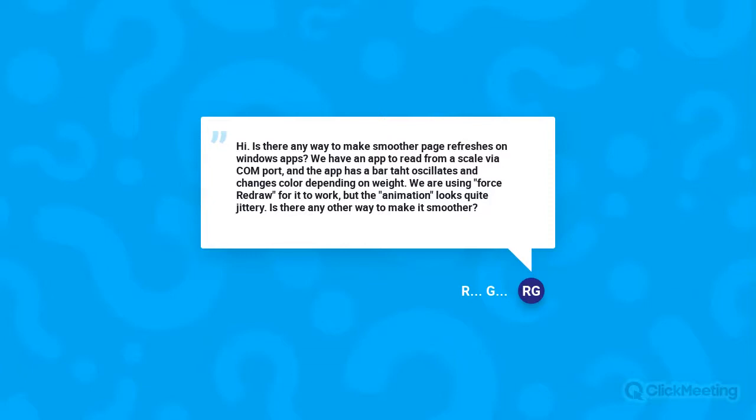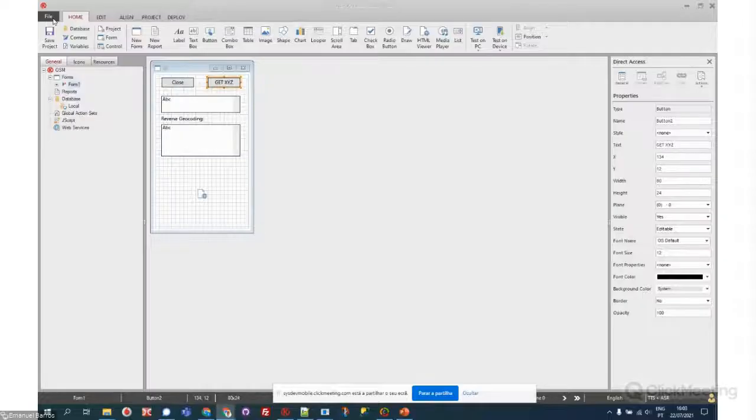So this is a question. Is there any way to make smoother page refreshes on Windows apps? We have an app to read from a scale via a COM port, and the app has a bar that oscillates and changes color depending on weight. We are using force redraw for it to work, but the animation looks quite jittery. Is there any other way to make it smoother? Force redraw. I don't know. Use on Windows 32-bit. It's always a bit jerky.